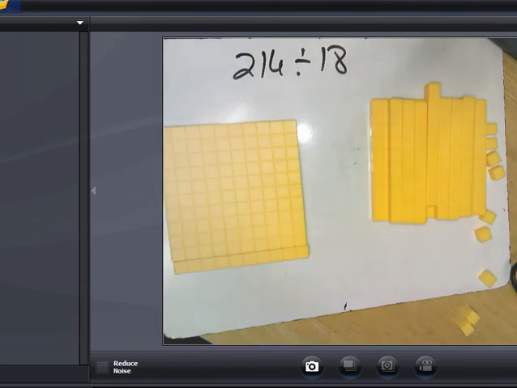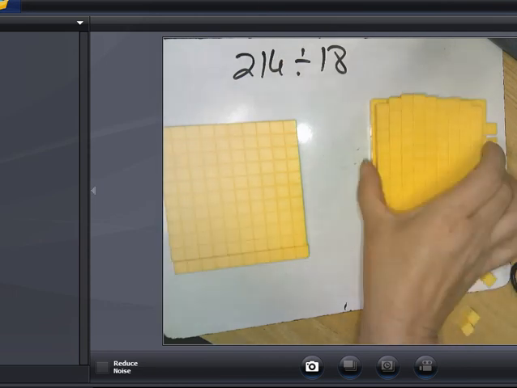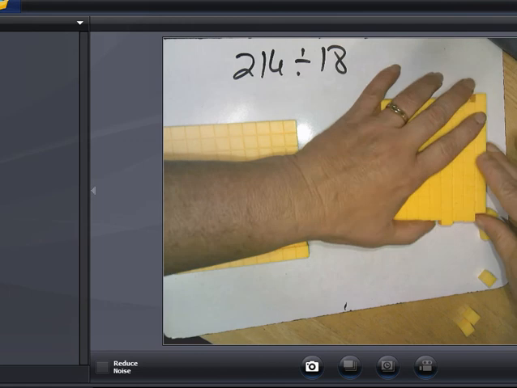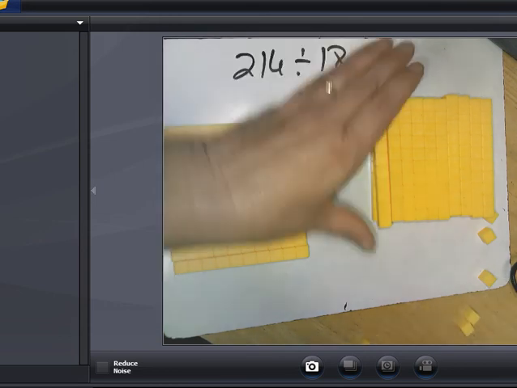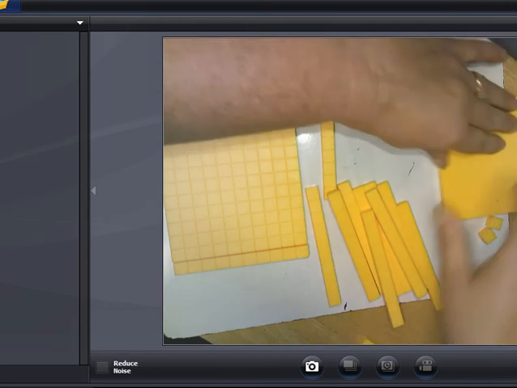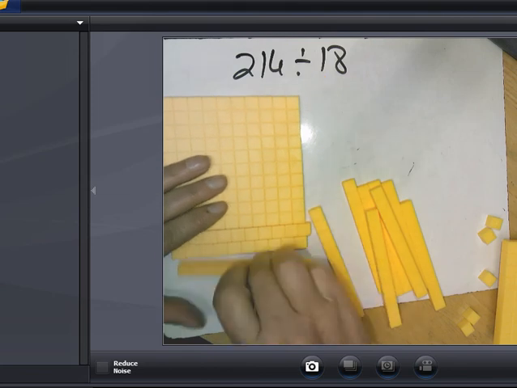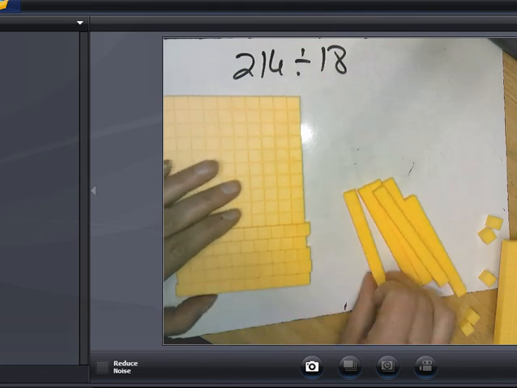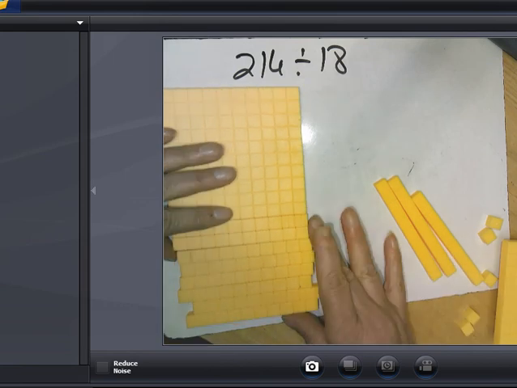an exchange. So I'm going to exchange these. So you can see I have an equal exchange. Okay, I have an equal exchange here. So I'm going to use these, and I'm going to get rid of this. And now I have 10, 11, 12, 13, 14, 15, 16, 17, 18. So now I have 18 blocks.